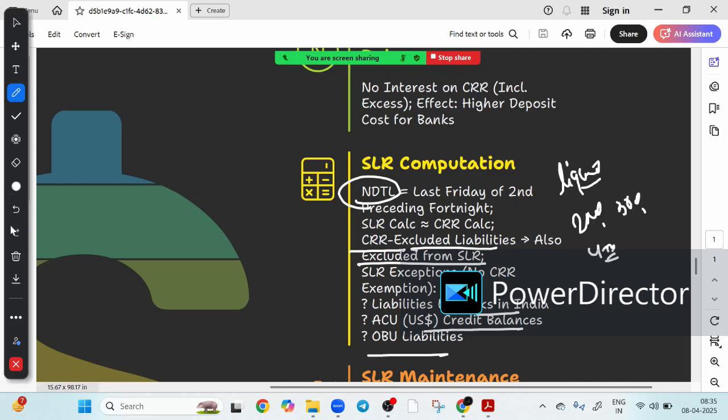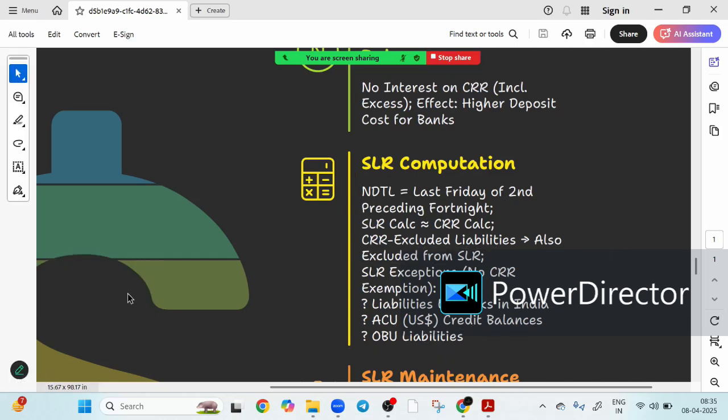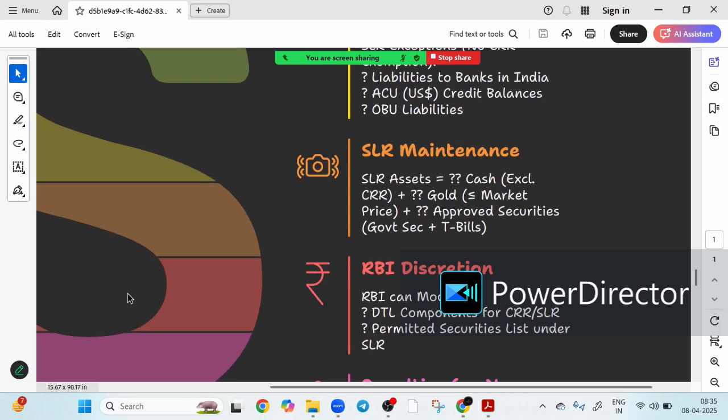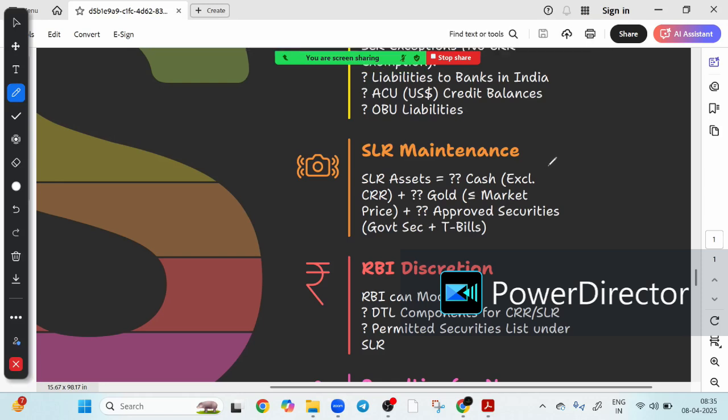If we talk about SLR, remember these are the exemptions. A question may be asked about which kind of assets are exempted from SLR. So: liability to banks in India, ACU credit balance and OBU liability, that is, overseas banking unit. Now friends, if we look at SLR maintenance, what does it mean? SLR is maintained daily, unlike CRR, which is on a fortnightly average. I told you that CRR is maintained on the basis of a fortnight, but SLR is maintained daily.